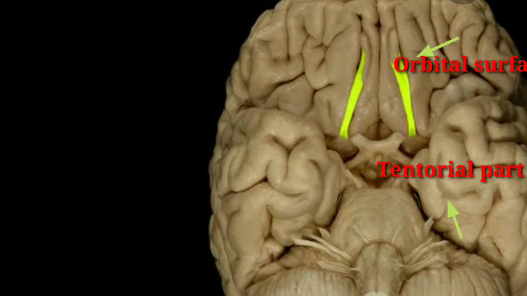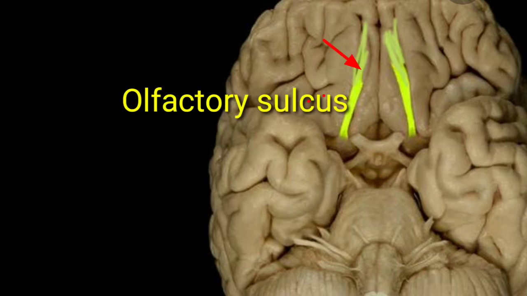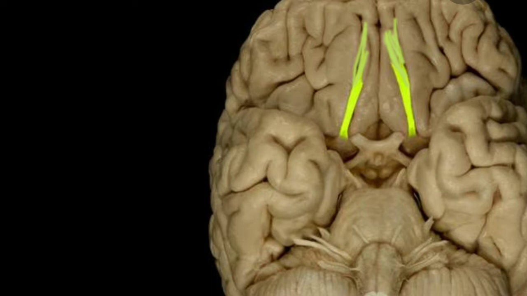The orbital surface presents the following sulci. Olfactory sulcus. It is a straight sulcus which runs antero-posteriorly close to the medial border of the orbital surface. It is called olfactory sulcus because it lodges the olfactory bulb and tract. The area medial to this sulcus is called gyrus rectus.